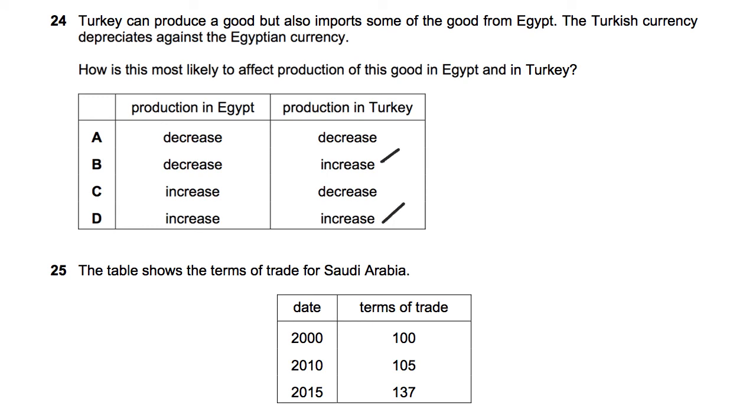At the same time, because the Turkish currency is depreciating, imports will become expensive. So Egyptian production should decrease because Turkey may not want to buy it from Egypt, which is now expensive after depreciation. So the best answer is B.